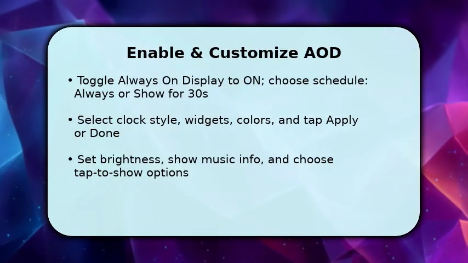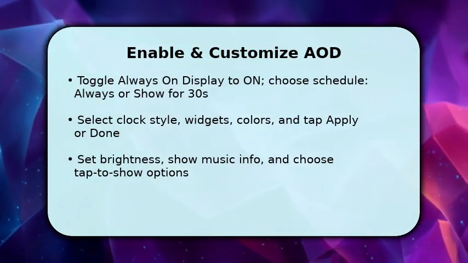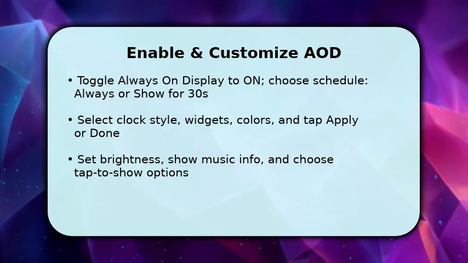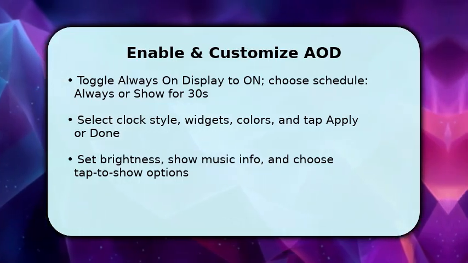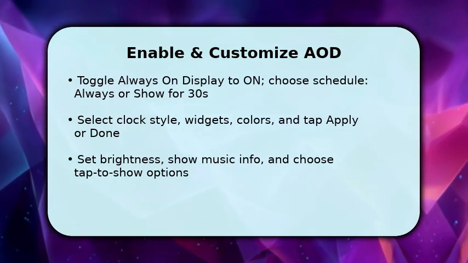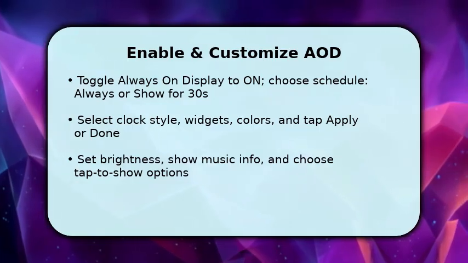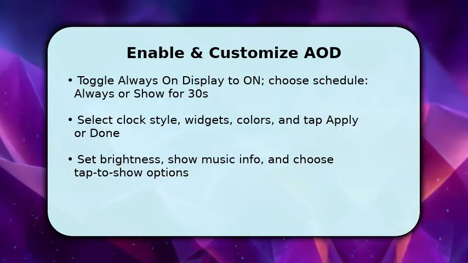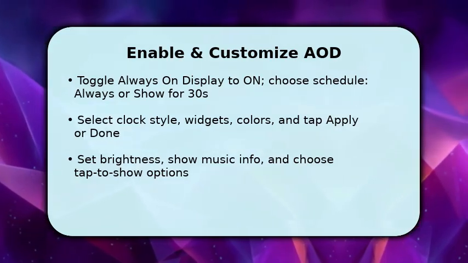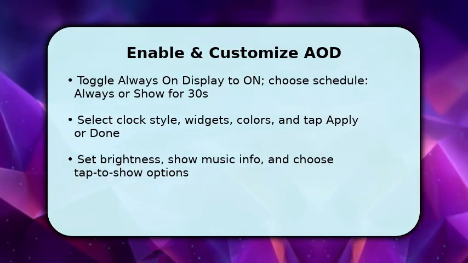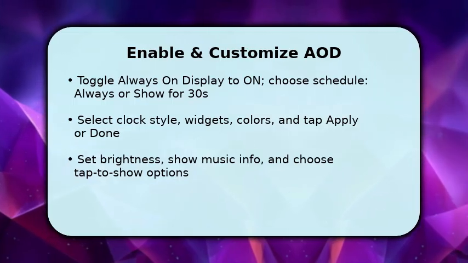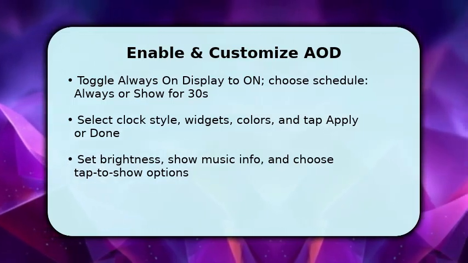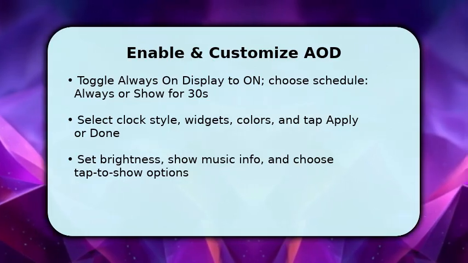Once in the Always on Display menu, toggle the feature on and choose a schedule, either always or a timed show such as 30 seconds after tapping. Next, pick a clock style and any widgets you want, adjusting colors and layout for readability. Make sure to apply or save each change so settings persist. Also, configure brightness and whether music or notifications appear. These choices control battery impact and what information you'll see at a glance.